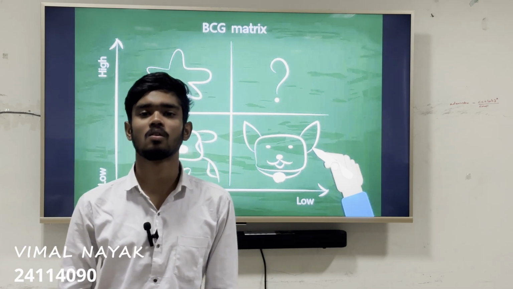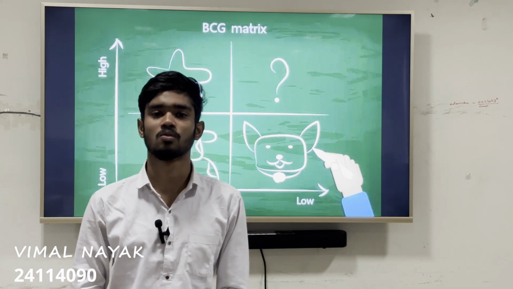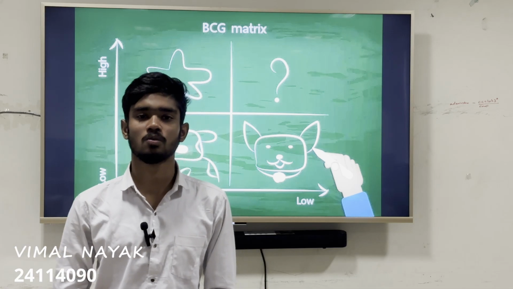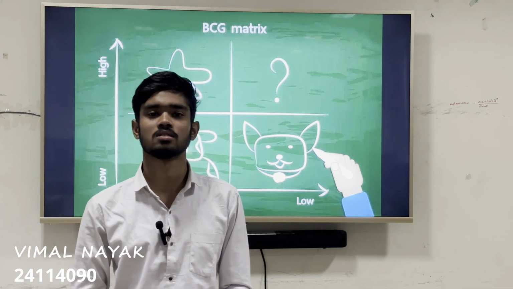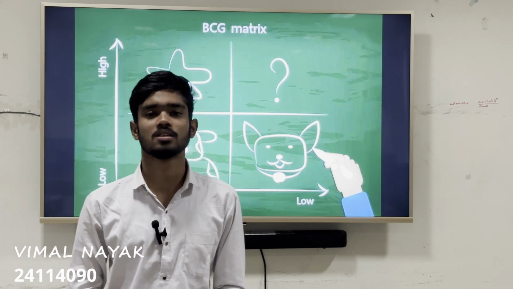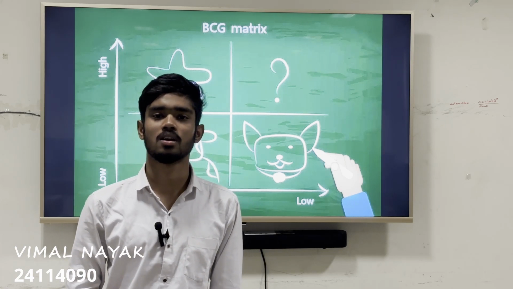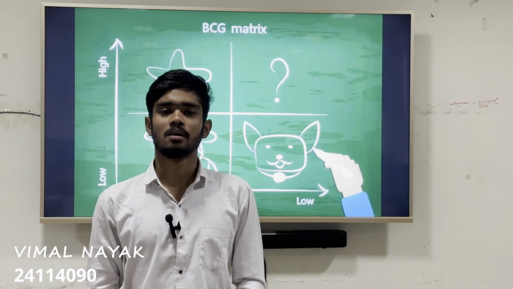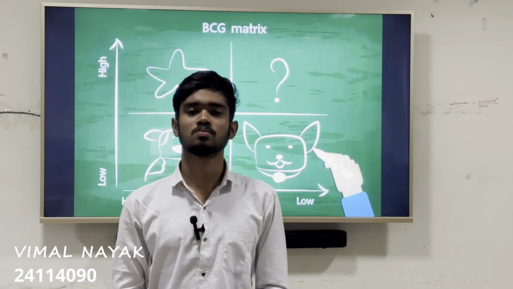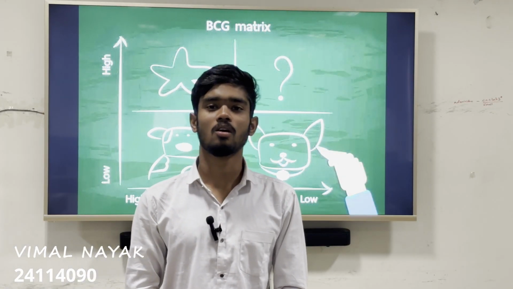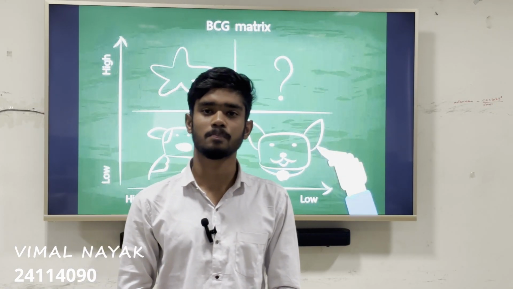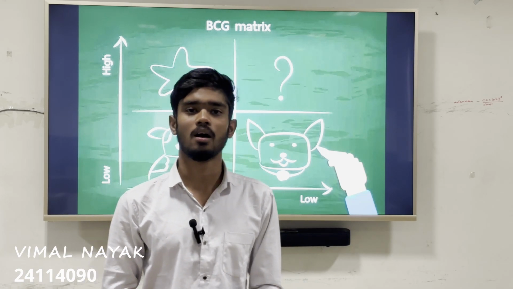Now let's move on to a quadrant that is full of uncertainty but also full of potential, the question marks. The question mark quadrant in the BCG matrix represents products or business units that operate in a high growth market but currently have a low market share. These are sometimes also called problem children because they present a real dilemma for management.